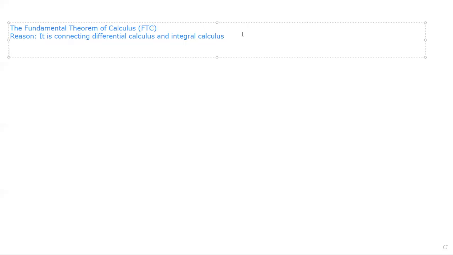So there's a differential part, the part one, that says if g of x is equal to the integral from a to x, where a is a real number, of f of t dt, then that implies g prime of x, the derivative of g, is just equal to f of x. That's basically the first part.